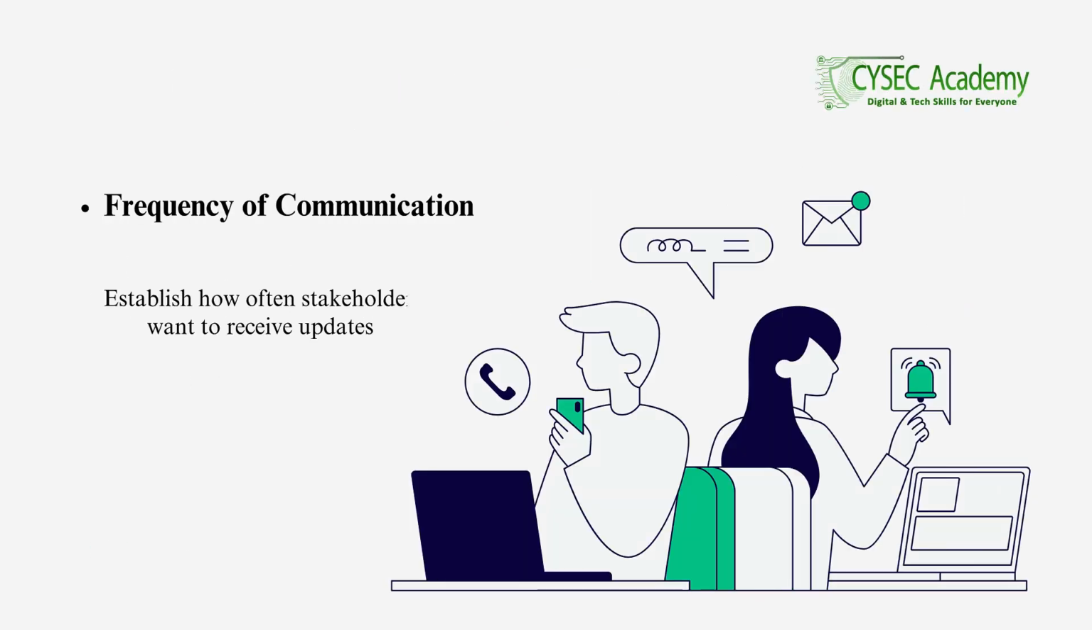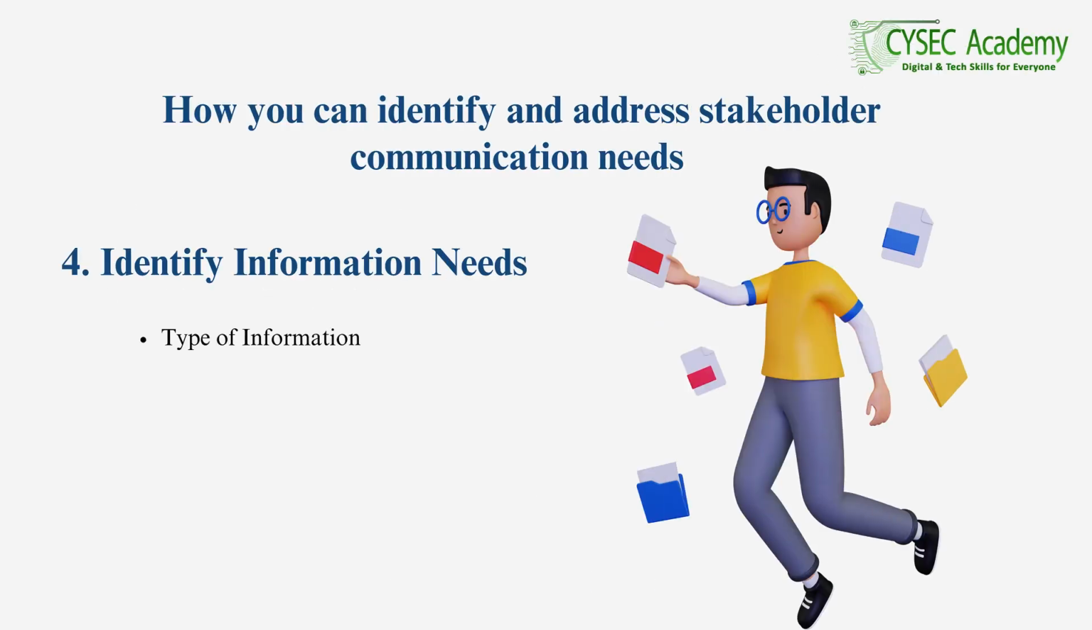Frequency of communication. Establish how often stakeholders want to receive updates, e.g., daily, weekly, monthly, to ensure they stay informed without being overwhelmed. For example, in a product launch project, senior executives might want weekly updates, while the design team might need daily check-ins.